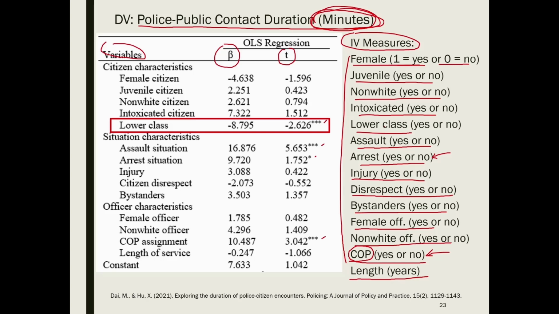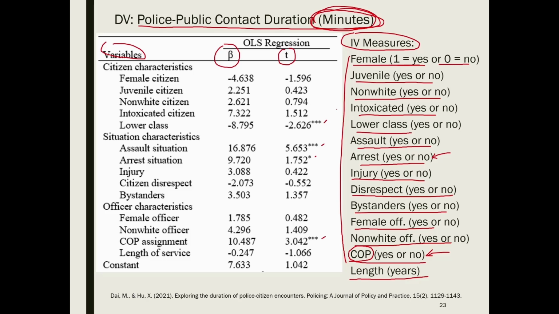The lower class. The coefficient is negative, and it's significant. So what does this mean? That means if this situation happens to a citizen that has a lower social class, then the police tend to spend less time in this situation. How much less time? About an average of 8 or 9 minutes less when controlling other variables.